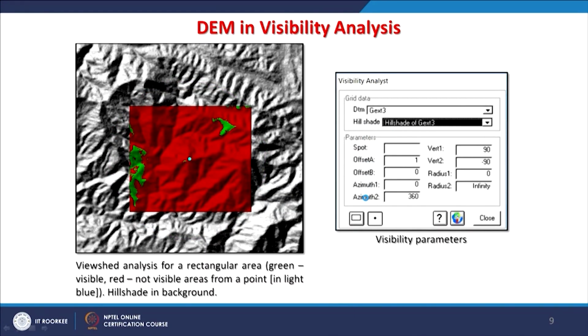Like here, instead of a circular area, I want it within my area of interest. So, this is how the viewshed shows that these green areas from this point with that particular offset would be visible, otherwise they will not.